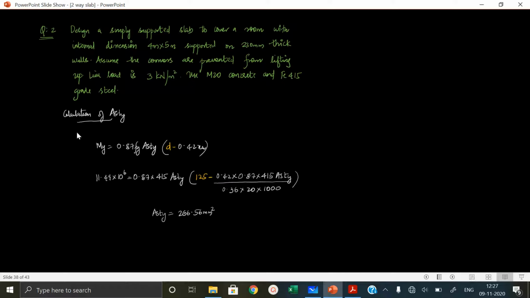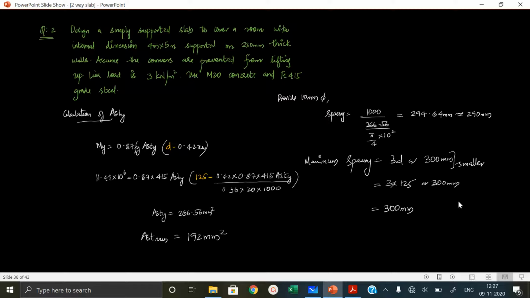Now calculation of Asty, you have My is equal to 0.87 fy Asty into d minus 0.42 xu. Here the value for d will be modified, that is 135 minus 10, that is 125. You will get the value for Asty as 266.56 mm square, but Ast minimum is 192, so it's fine. So spacing of 10 mm bars, you'll get it as 290 mm. The maximum spacing is 3d or 300 mm. Here d is 125, so we'll get this 300 mm. It is fine. So we'll provide 10 mm at 290 mm center to center along the y direction.